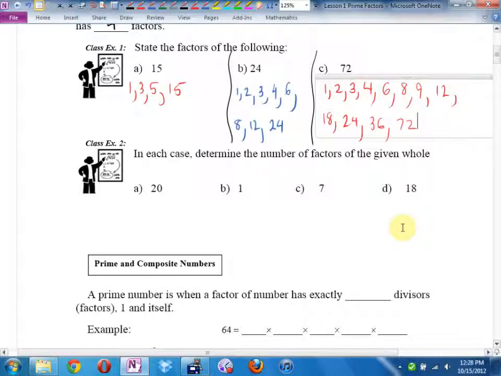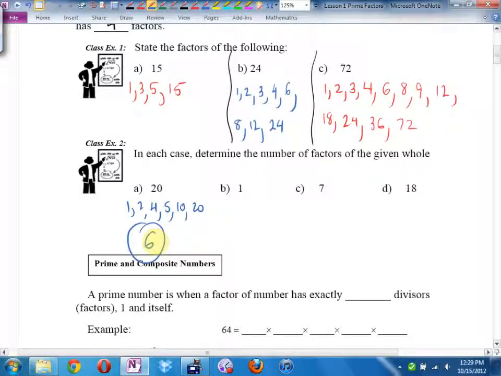Example 2, these are smaller numbers. It says determine the number of factors of the given whole number. So they don't want you to list the factors. They just want you to say, how many? So 20. The easiest way to figure out how many is to list them. So what are the factors of 20? 1, 2, 4, 5. Oh, there's our pair. So 4 and 5 go together. 2 goes with 10. 1 goes with 20. How many factors grand total? 6.